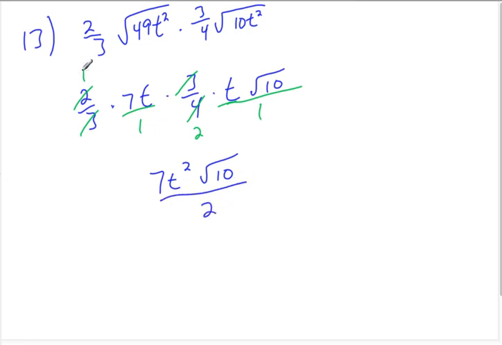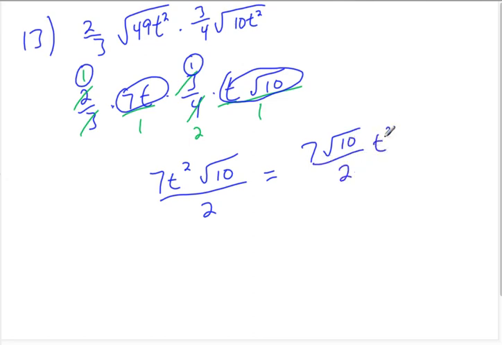Because this is top, it's a 1 on top. So we have 7 times 1 times 1 times t, so it's 7t squared times square root of 10, and the only number on the bottom is a 2. And nothing can be reduced there. Checking the answer, 7t squared root 10 over 2. So the answer book has it written like this, t squared here. I think either one would be the same, so we're fine there. 14.